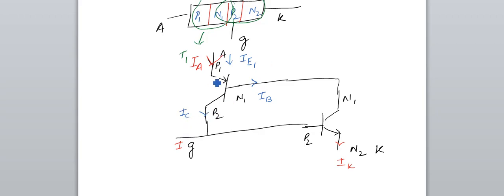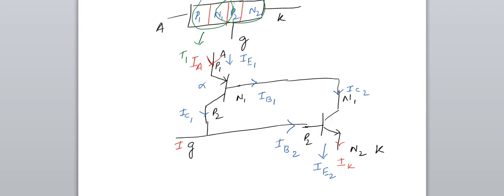Now, this is your alpha 1, this is your transistor T1. I am putting the subscripts IE1, IC1, IB1. Similarly, this is your T2. So this current is your IE2, this is your IB2, and this is your IC2.